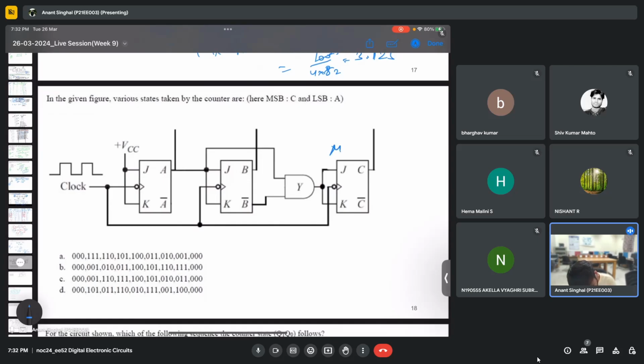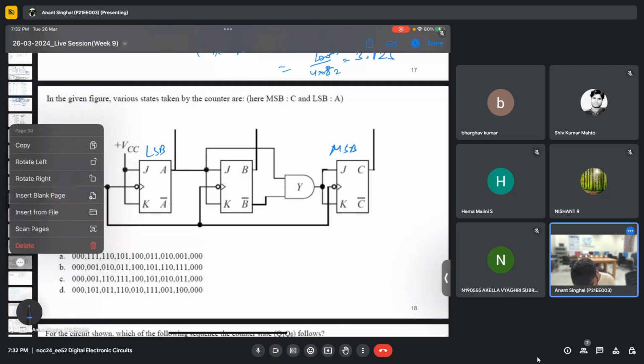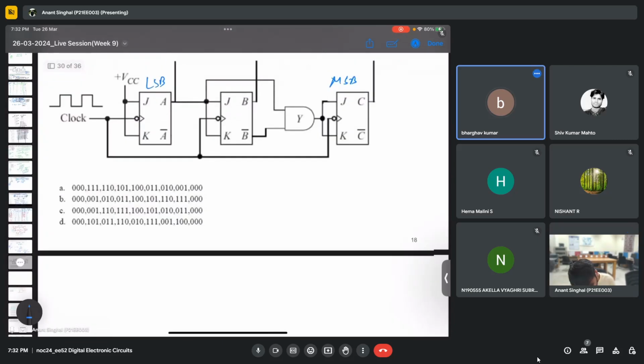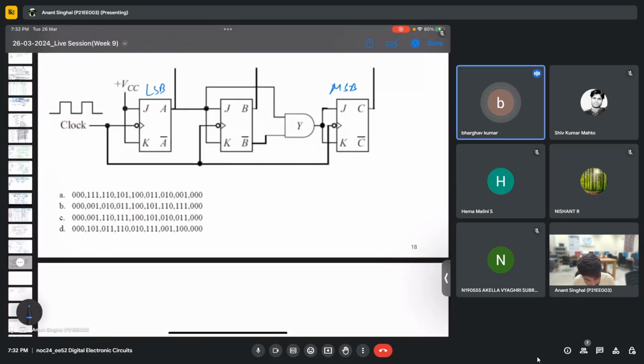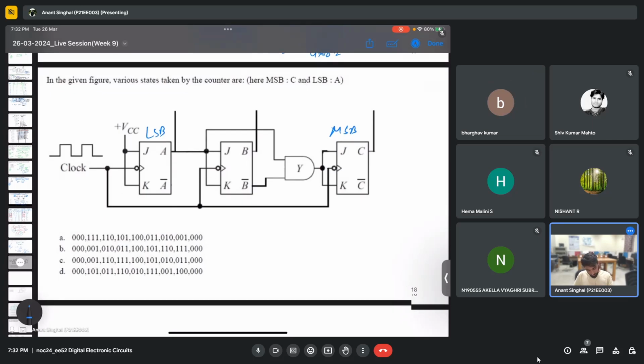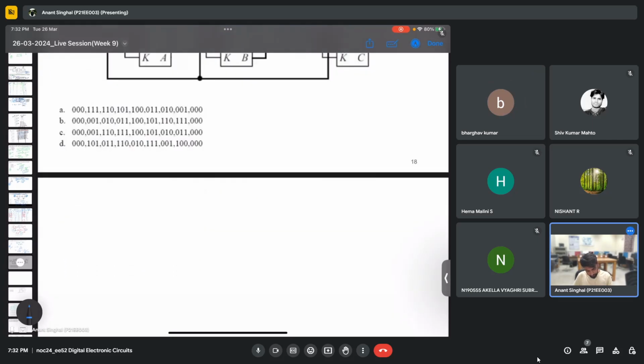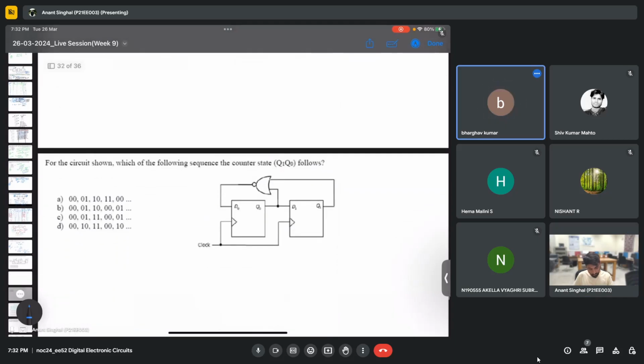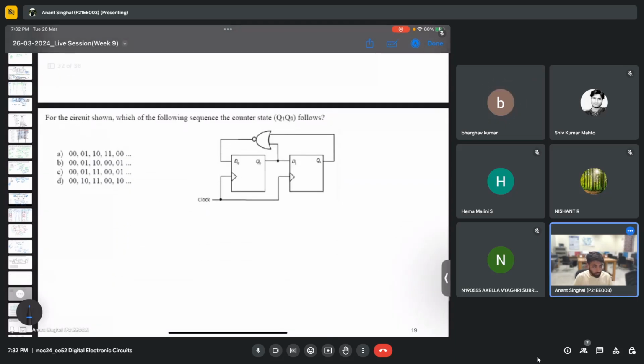So in this question, MSB is C and LSB is A. It is given. Sir, we will do it, sir. So fine. I hope you have already taken the screenshot and let me know the answer in the next class. So you can do these questions. This will not take much time. So now try to solve this in 2 minutes and let me know the answer.